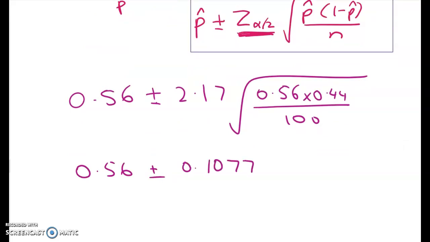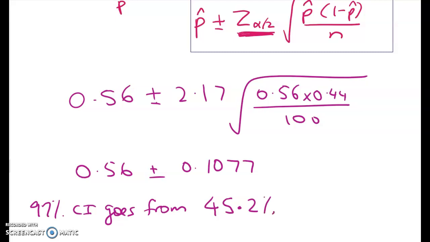You must write your answer as an interval. So the 97% CI goes from, now I would prefer to do it as a percentage, right? So with three significant figures, 45.2% to 66.8%. You could do that as a decimal. I think that's fine either way.